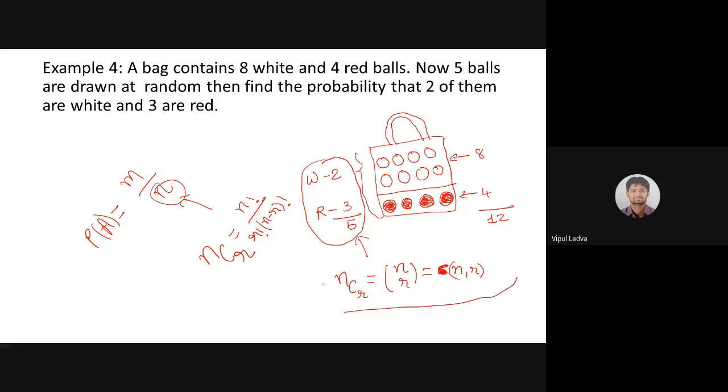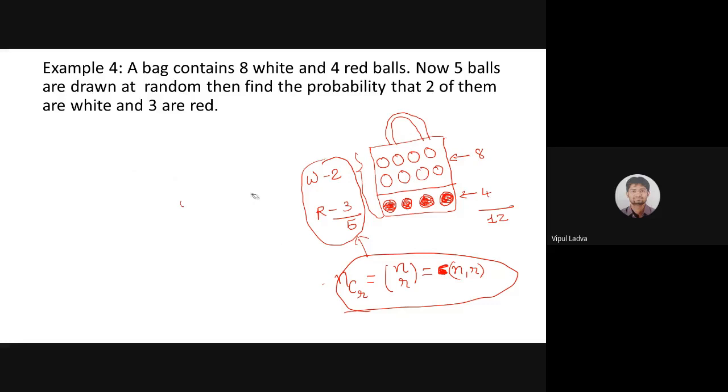So to solve this question, to identify the favorable cases and the total cases, we need that concept of the combination. Let me take you towards that. Pradeep, kindly mute your mic and I will let you know when you are supposed to speak once again.